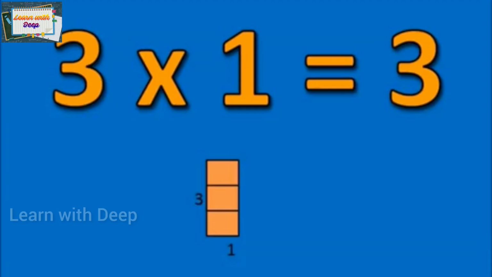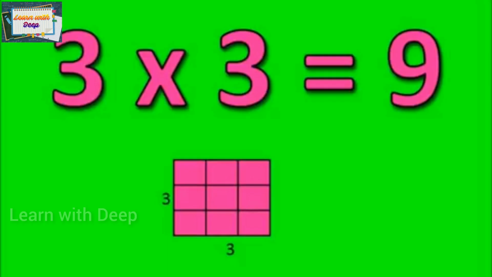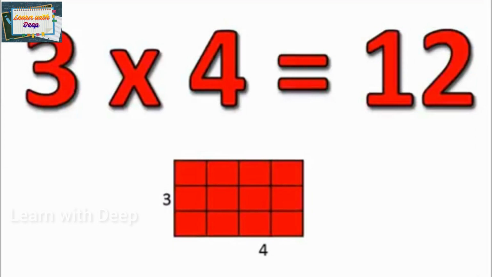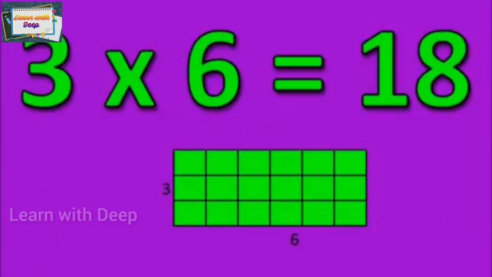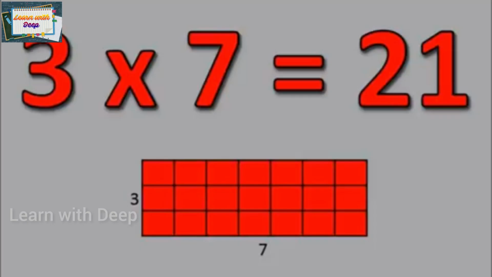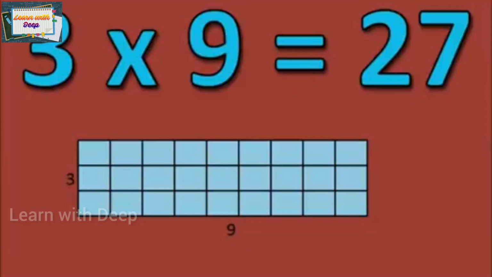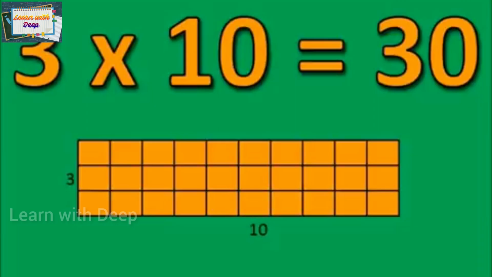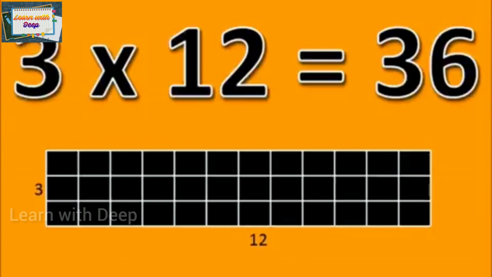Let's do it. 3 times 1 is 3. 3 times 2 is 6. 3 times 3 is 9. 3 times 4 is 12. 3 times 5 is 15. 3 times 6 is 18. 3 times 7 is 21. 3 times 8 is 24. 3 times 9 is 27. 3 times 10 is 30. 3 times 11 is 33. And 3 times 12 is 36.